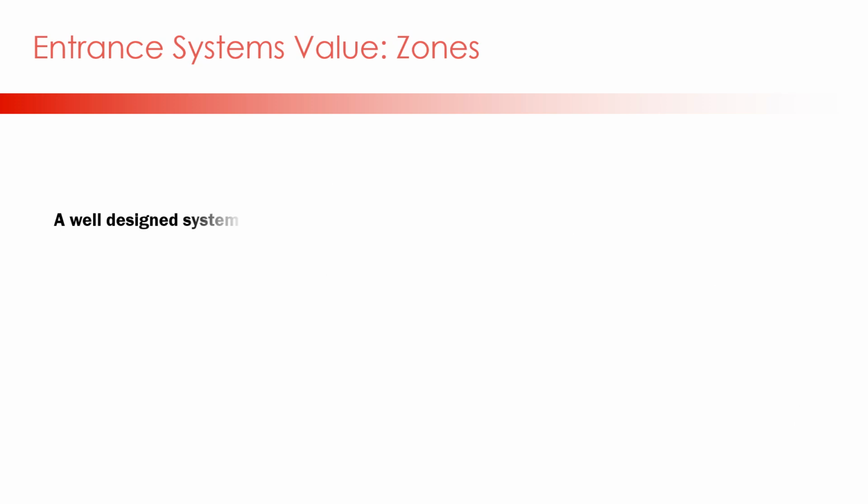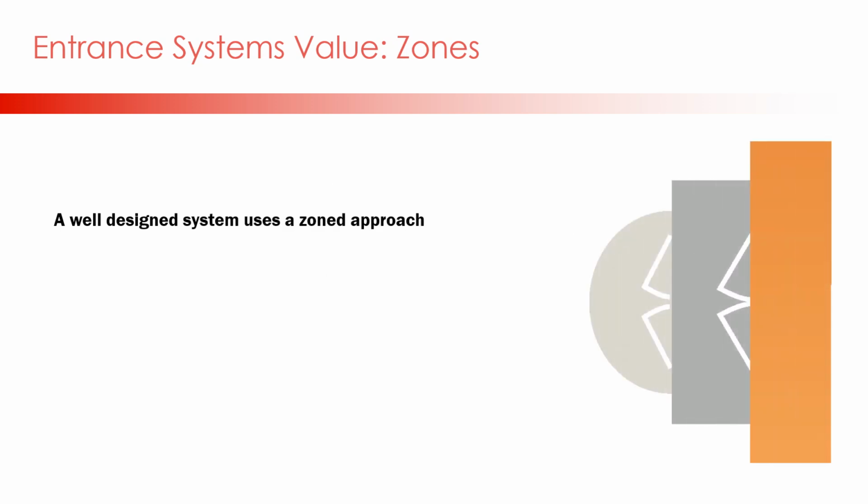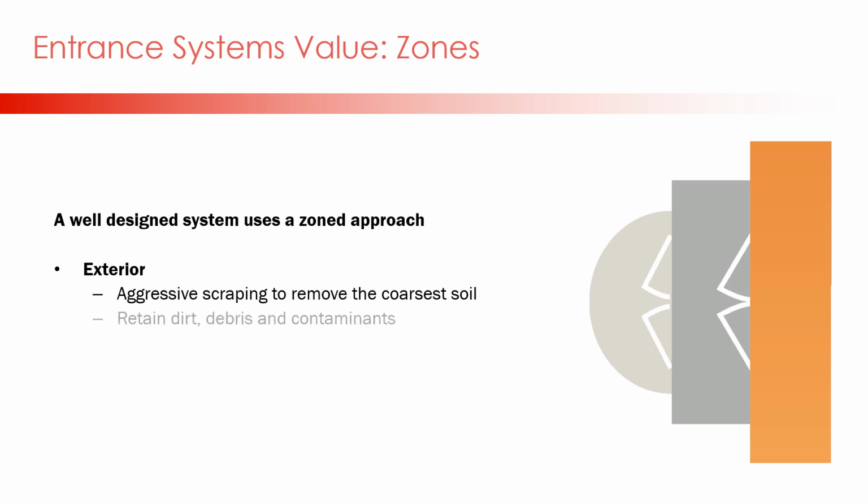A well-designed system uses a zoned approach. An exterior section is the first defense against foot-borne soil. A mat or grille with an aggressive scraping tread will remove the coarsest dirt from soles of shoes before they cross the threshold. This is also the most important place for a deeper well to retain the dirt, debris, and contaminants from transfer.